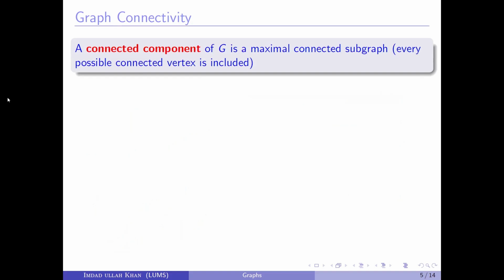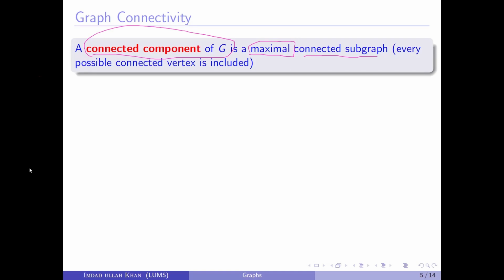Now, what is a connected component? A connected component of an undirected graph is a connected subgraph which is maximal in size, which means that every possible connected vertex is included. Maximal means maximum possible. A connected component of an undirected graph is a maximal connected subgraph.